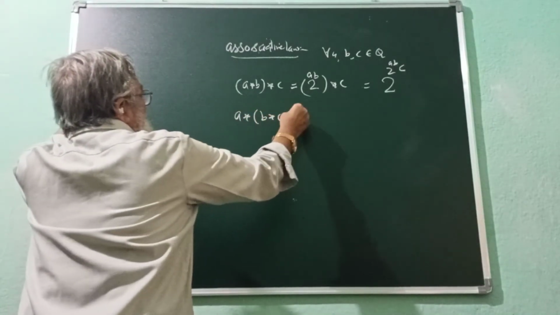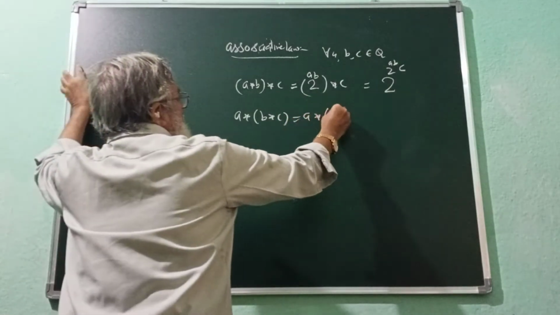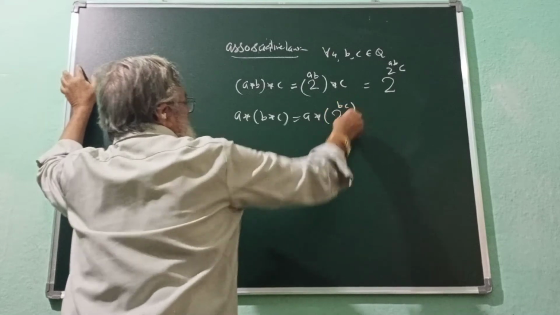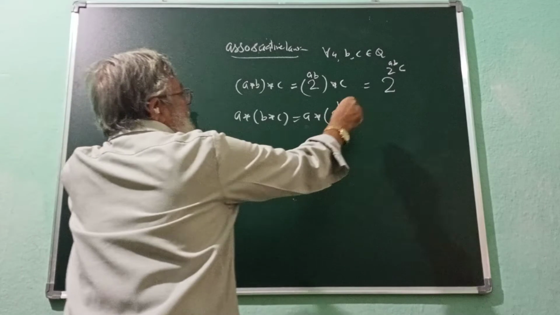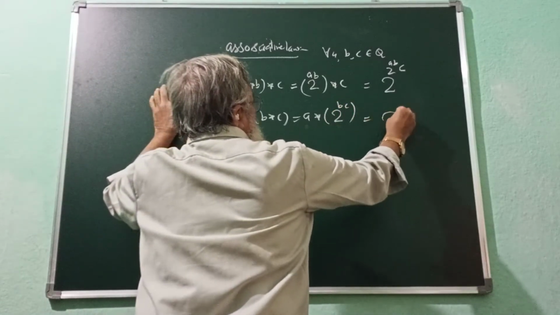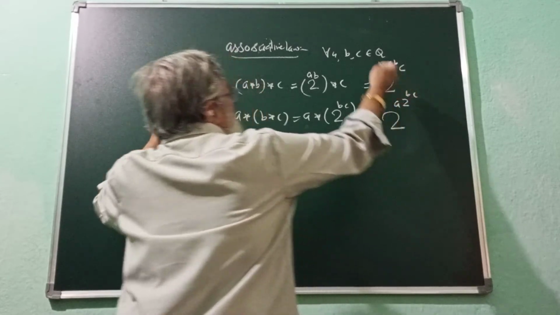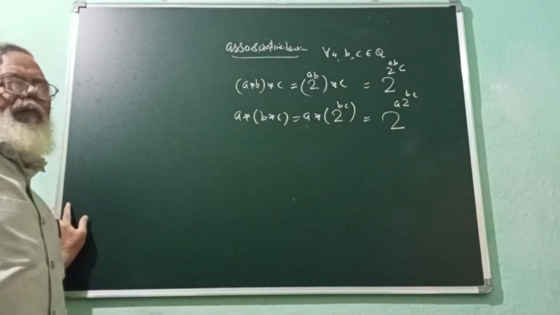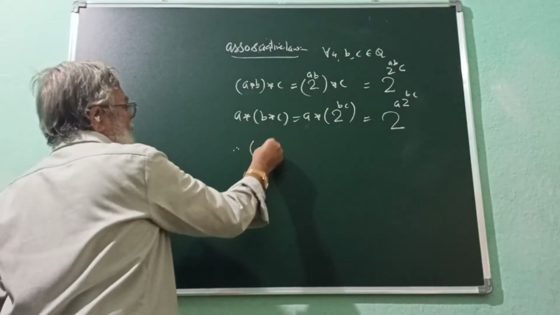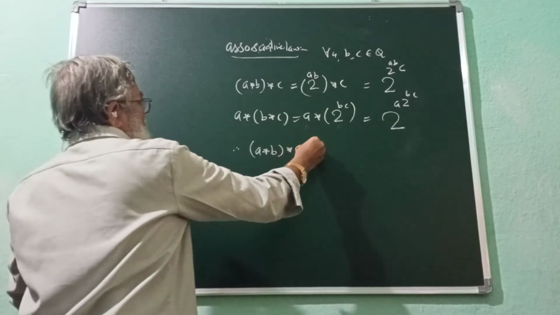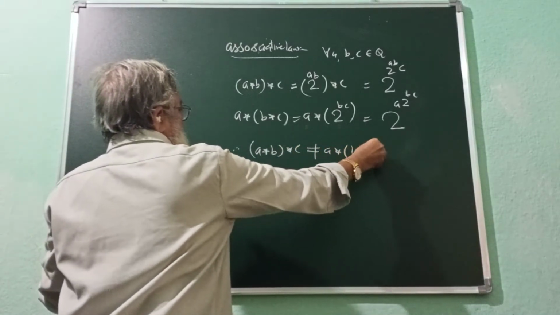A star (B star C), that is A star B star C. By the definition it will be 2 raised to (A into B), again it is A, it is B. How do you operate? Look here, it is nothing but 2 raised to A into 2 raised to B. Now compare these two, they have different values. So therefore we can write (A star B) star C is not equal to A star (B star C).